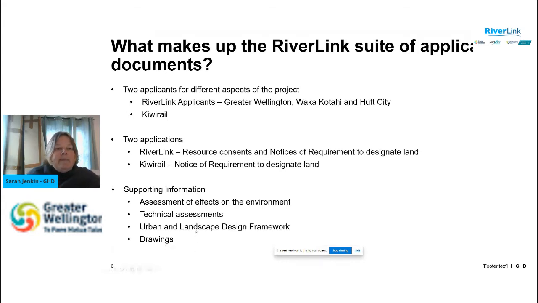We've also got 2 applications. So we've got the RiverLink applications for all of the work associated with that project. And then we've got an application for KiwiRail for the small part of the project that relates to their infrastructure. And there's a variety of supporting information. So there's an assessment of effects on the environment, a number of technical assessments, a framework for urban and landscape design, and drawings. And this is all of the information that's available on the GW Have Your Say website.